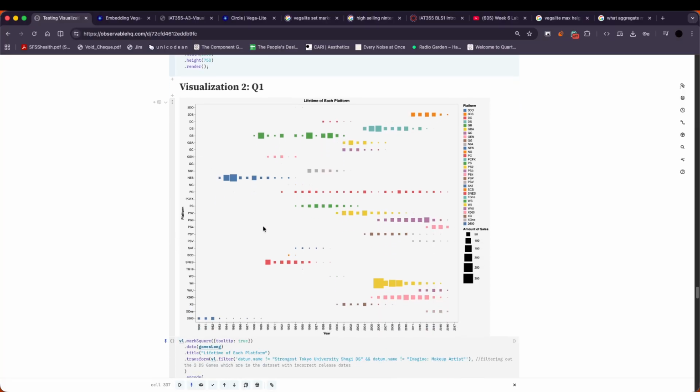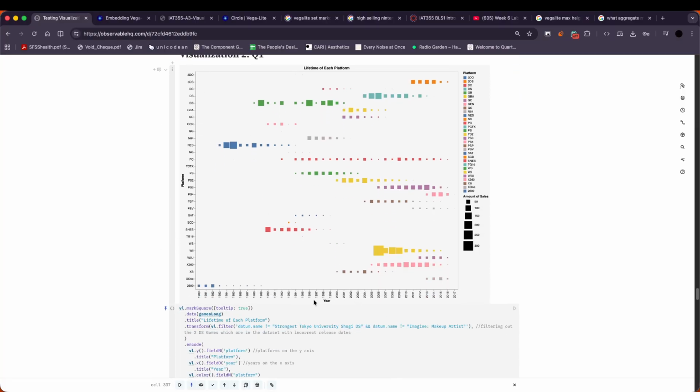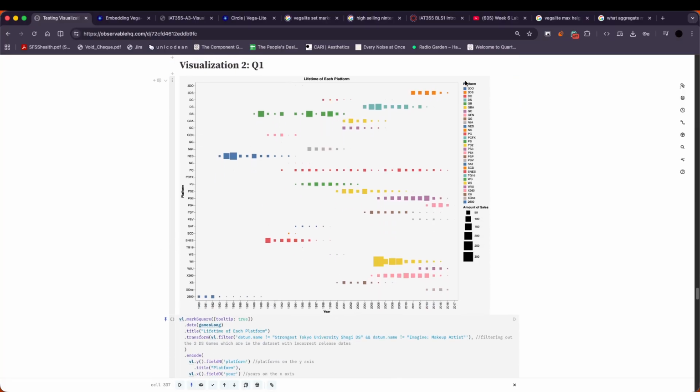Next, for visualization 2, Q1, I used Mark Square to sort the lifetime of each platform. Essentially, I wanted to know when were the most or least individual platforms simultaneously in the market, what was their lifetime, how does it overlap with other platforms. Here we have platforms on the y-axis, years on the x-axis, and one really interesting thing is you can see how platforms lead into their successors.